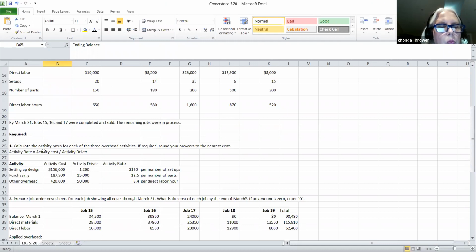So in requirement number 1, they have told you that they want you to calculate the activity rates for each of the 3 overhead activities. So what I did is I just wrote down the 3 activities from above, put down what they told us, the activity cost and the activity driver. And then to determine the activity rate, we would take the activity cost, divide it by the total activity driver, and that will give you the activity rate per number of setups for the setting up department.